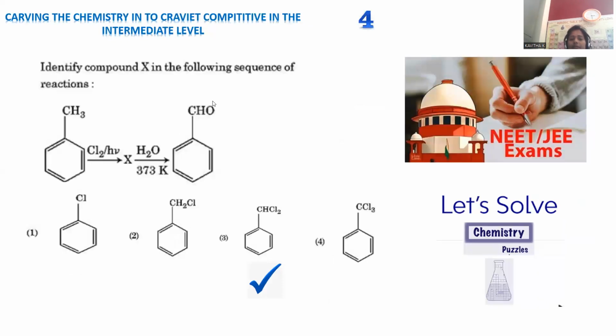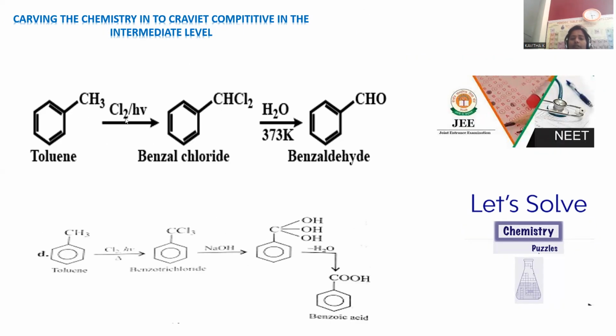But within the problem, they mentioned benzaldehyde, which is a somewhat less oxidized product. In order to get that, chlorination must be restricted. You have to go for controlled chlorination, not excess. Whenever controlled chlorination is done, you can stop the reaction at the stage of CHCl2. When this benzal chloride is treated with water at 373 Kelvin, both the chlorines are replaced with OH and OH. Subsequent dehydration gives rise to benzaldehyde as the final product.